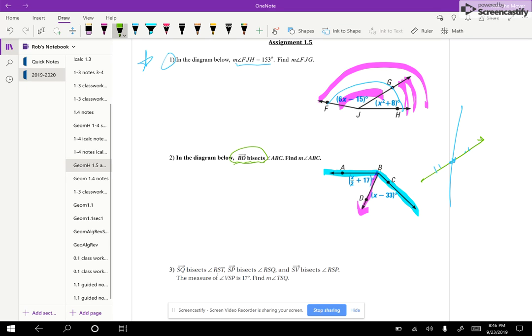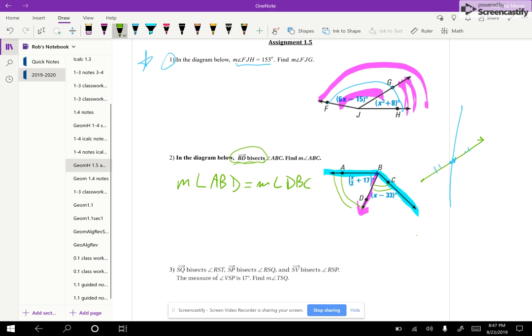And that means that if it bisects the angle, it cuts it in half into two equally measured angles. So angle ABD is congruent to angle DBC. Those two angles are congruent. So if they are congruent, what can we say about their measures? If they're congruent angles, then they are equal in measure. So since BD is a bisector, the measure of angle ABD is equal to the measure of angle DBC.